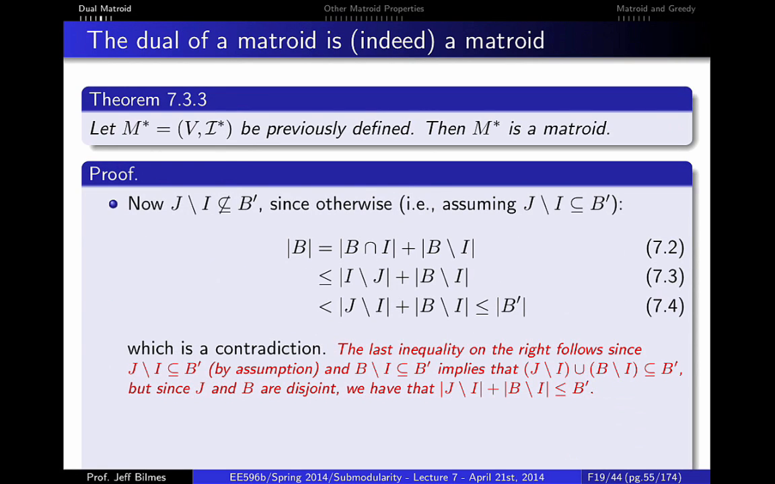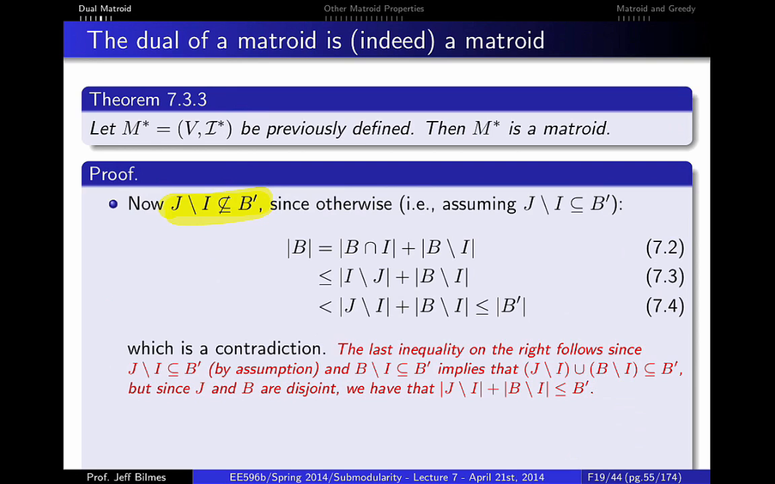Okay, now what we're going to claim is that J except for I, namely the stuff that's in J but not in I, is not a subset of B prime. And what that's going to allow us to do, by not being a subset of B prime, it means that there's something we can take from B prime and add it into I, which renders the complement still spanning. Okay. Now, first of all, we need to prove why this is true.